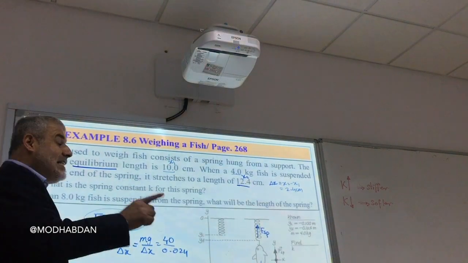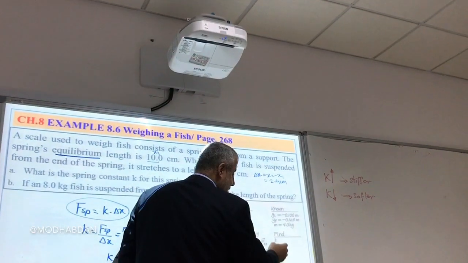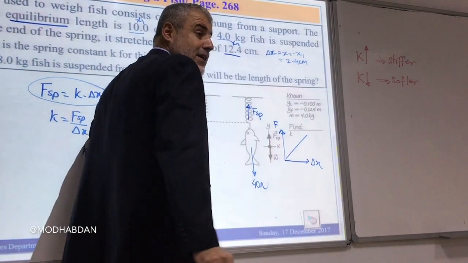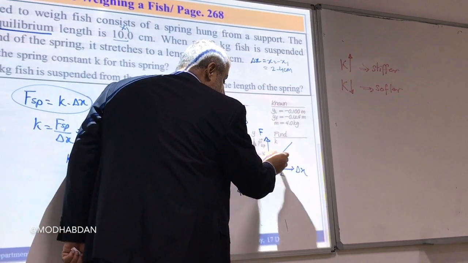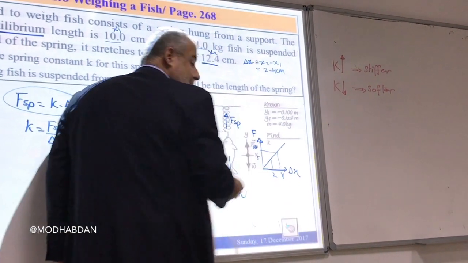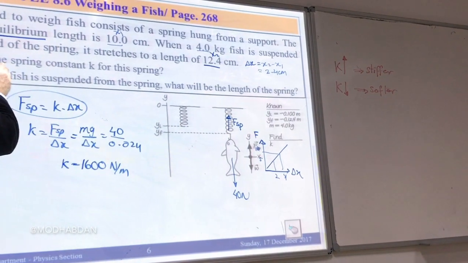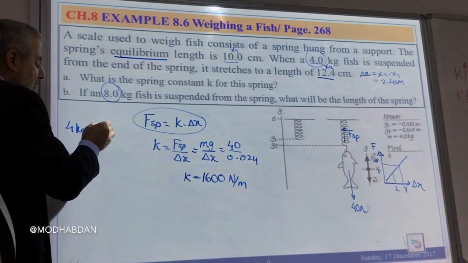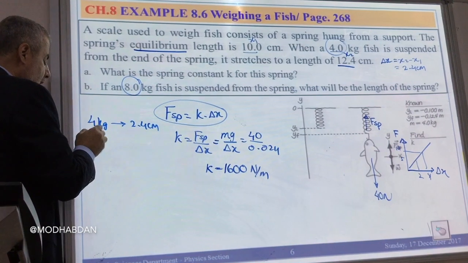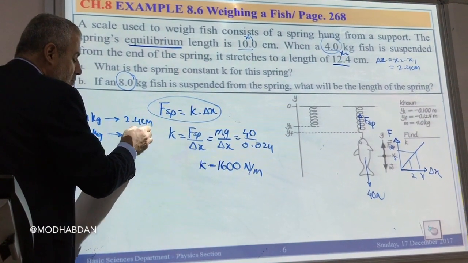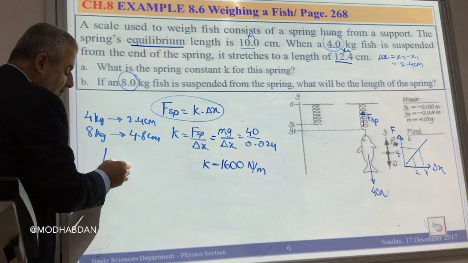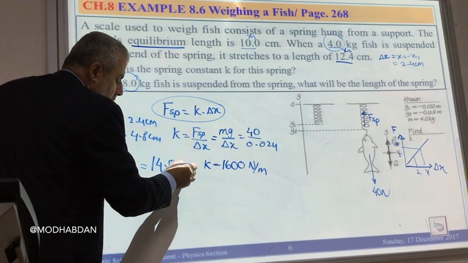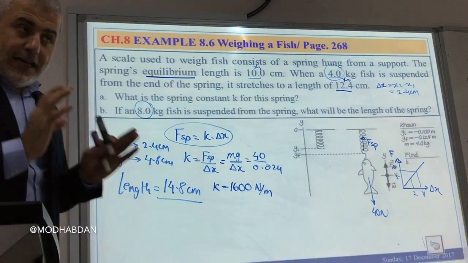Okay guys, since it's linear, I told you that the relationship between F and delta x is linear, is that right? So if this is 2, this is 5. If this is 4, this will be 10. So the same thing: we have 8, now here we have 4. In 4 kilogram, we have an extension of 2.4 centimeter. In 8 kilogram, we have extension of 4.8. So the final length, of course, will be 10 plus this, 14.8 centimeter. Is that clear?